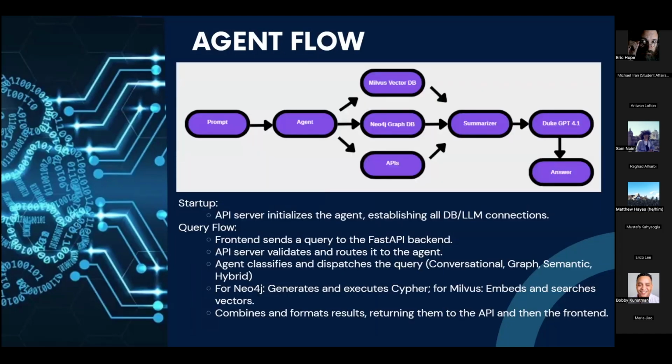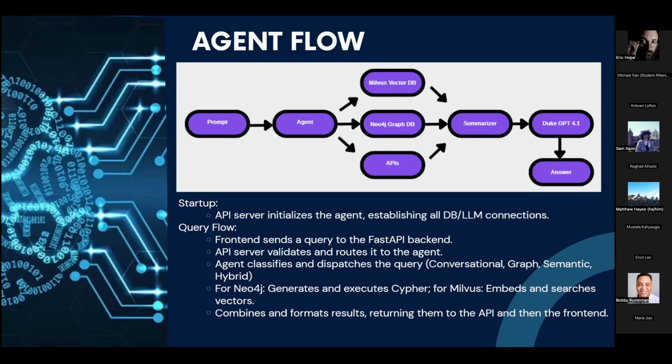So this is the flow of how a query is processed and implemented. Initially, we have an API server through FastAPI that initializes the agent and establishes all the necessary connections to the different databases and to the large language model that we're using. A user will then pass a query to the front end, asking any sort of question about the network through the chatbot. This query is sent to the FastAPI backend, which validates it and routes it to the agent.